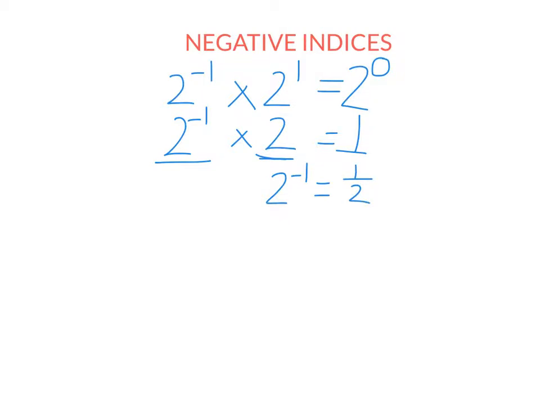Please make sure you understand. 2 to the power of negative 1 is not negative 2. You cannot raise a positive number to any power to get a negative answer. So even though the power is negative, our answer is still positive.